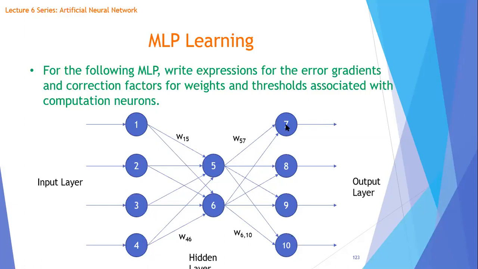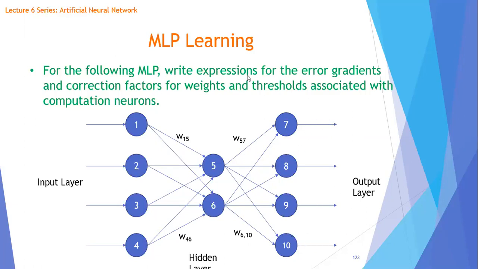So delta 7 is going to be, like we said, Y7 into 1 minus Y7 times E7. Delta 8 is going to be Y8 into 1 minus Y8 times E8. Similarly, delta 9 is equal to Y9 into 1 minus Y9 times E9, and your delta 10 is going to be Y10 into 1 minus Y10 multiplied by E10. So you are able to calculate your delta 7, delta 8, delta 9, delta 10.